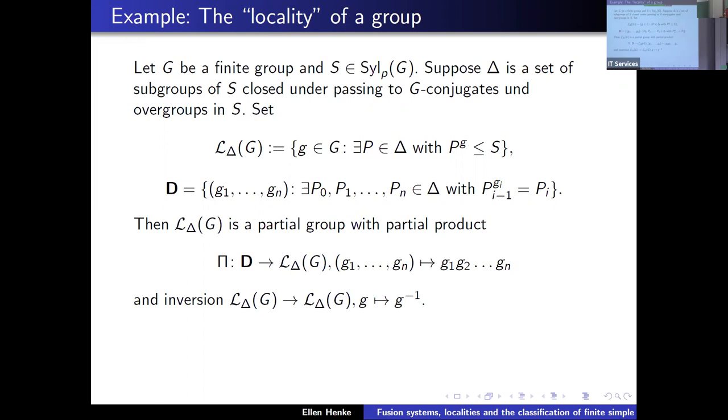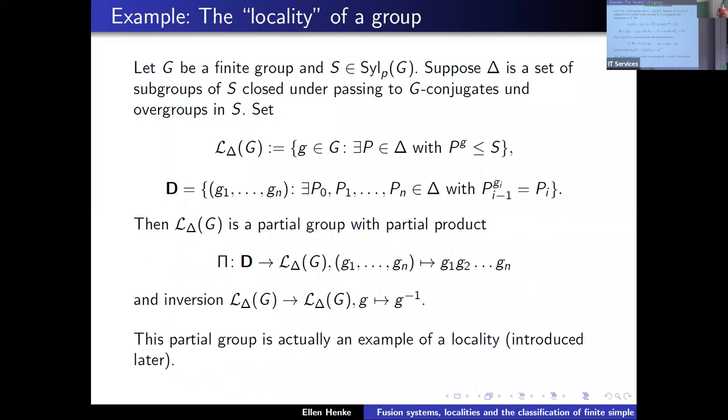And then as a partial product, I just take the restriction of a product on G, and this actually works. And as the inversion, I just take the restriction of the inversion map. And this gives me a nice example of a partial group. So this is actually also an example of a locality, which I will introduce later. Before I get to that, I want to introduce some basic definitions in partial groups.